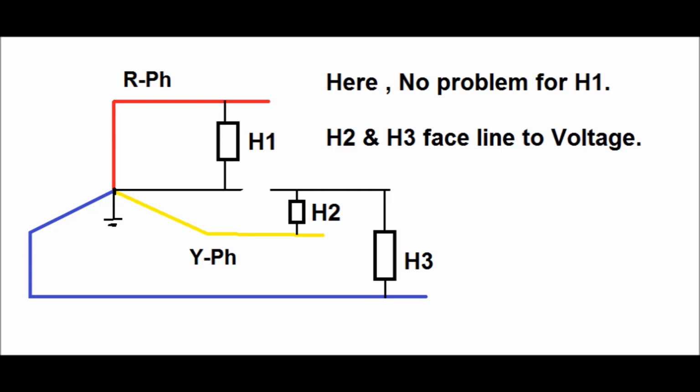Now again consider a case where the neutral is connected to earth, but the neutral is broken between households H2 and H3, as shown in this diagram. In this condition, even under normal condition, there will be a problem for H2 and H3 as the neutral is broken from the supply. That is, H2 and H3 may face high voltage under normal unbalanced load condition, but there is no problem for H1, as the supply voltage for H1 is 240 volt.